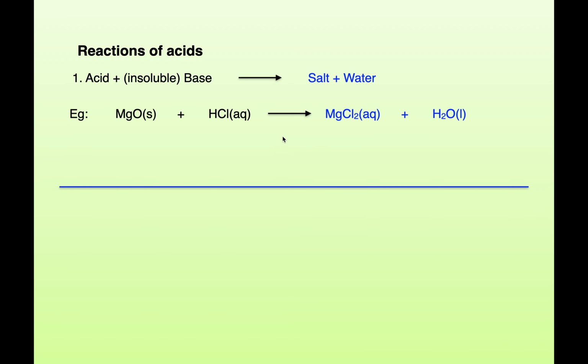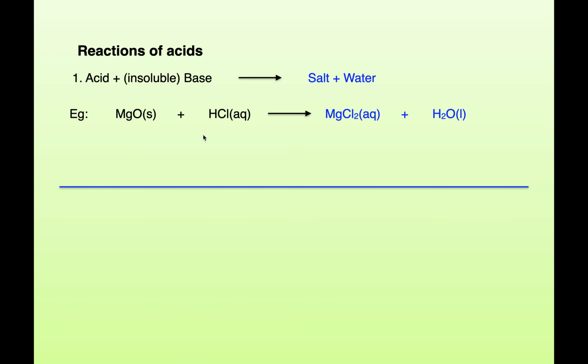So you get magnesium chloride and water. Careful with the formula of magnesium chloride. Magnesium is Mg2+. It's in group 2. It loses 2 electrons to form an ion. Chloride comes from chlorine in group 7. It's 1-, so you need 2 1- to balance the 2+.